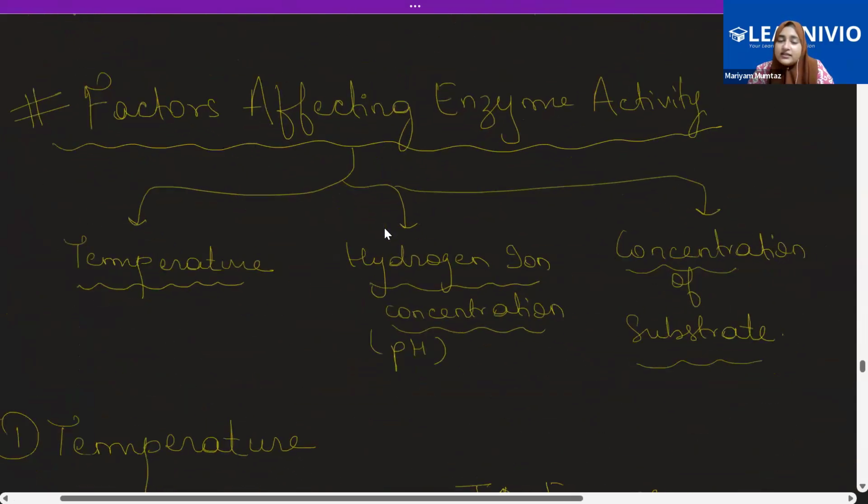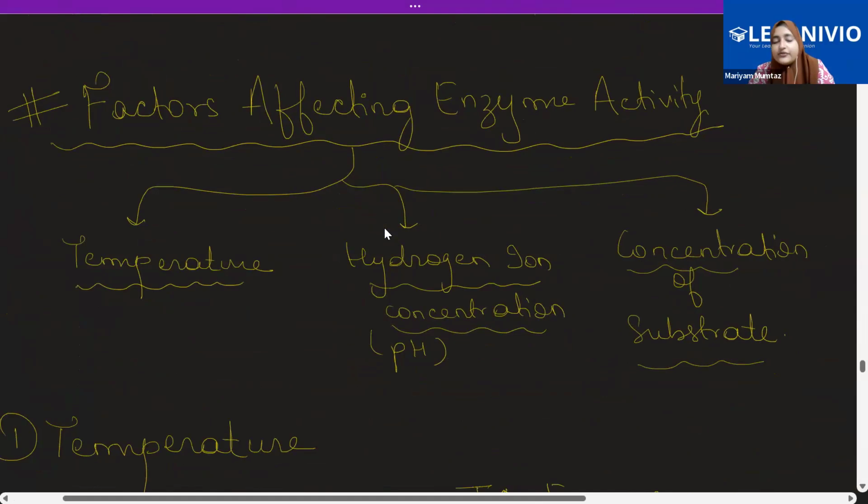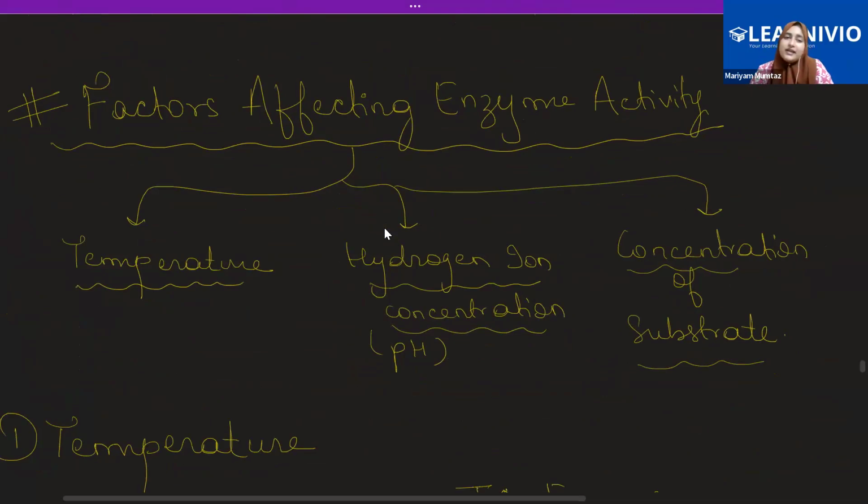Now talking about the factors that affect enzyme activity, extremely important from a practical point of view, right? When you go into higher classes, you will have to work in a lab. So you will have to know whether the enzyme that you're working with is at the right temperature. There are a lot of enzymes that we keep in an ice box so that they don't degrade because of the room temperature. That shows how sensitive enzymes are.